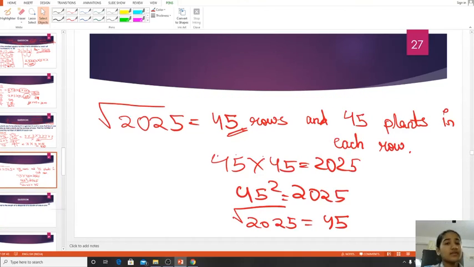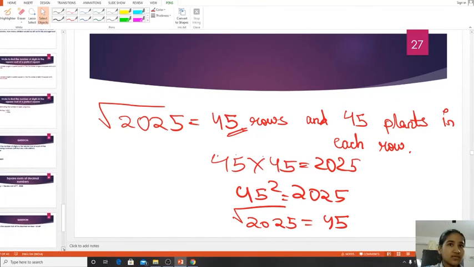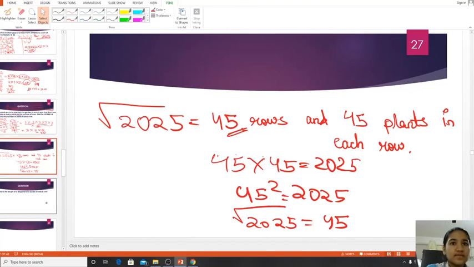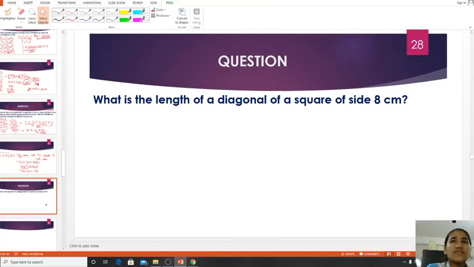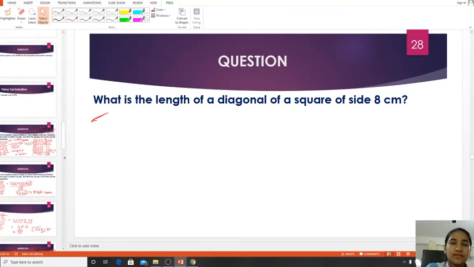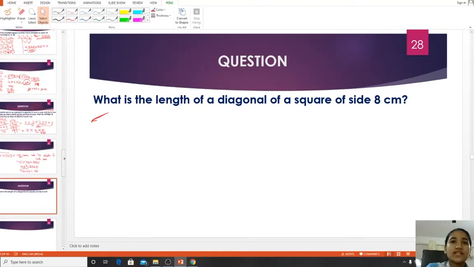Okay, before going on to the next question, it's good news that we have actually done a lot of practice with our sums. So in the next class we'll be solving just one question. This is the question we'll be solving: what is the length of a diagonal of a square of side 8 centimeter? If possible, you all can try it on your own and send your answers in the comments box below.